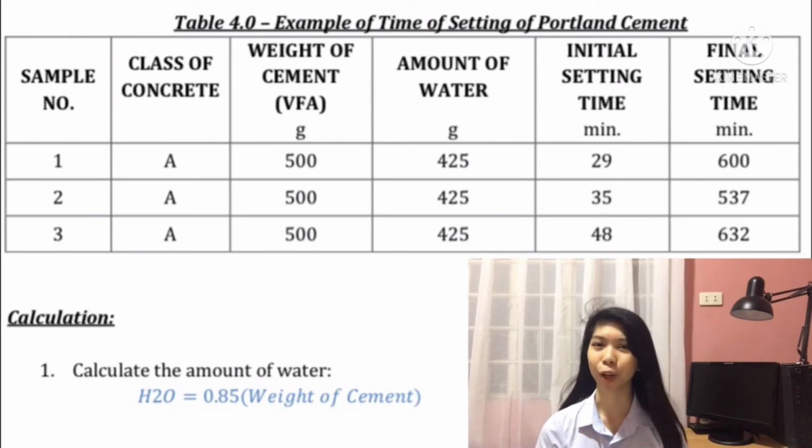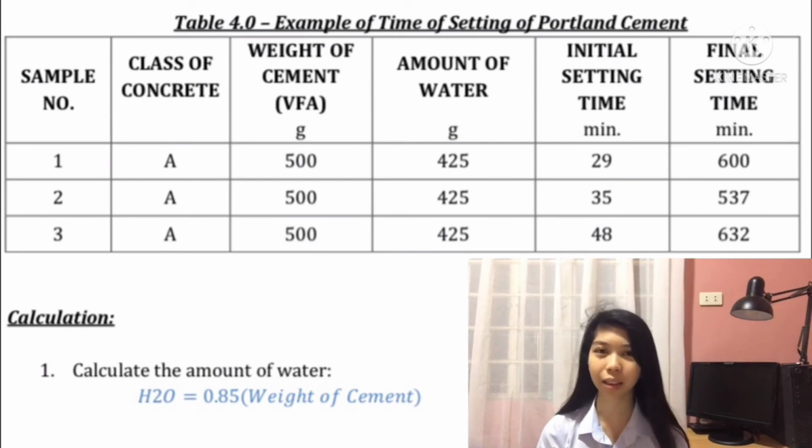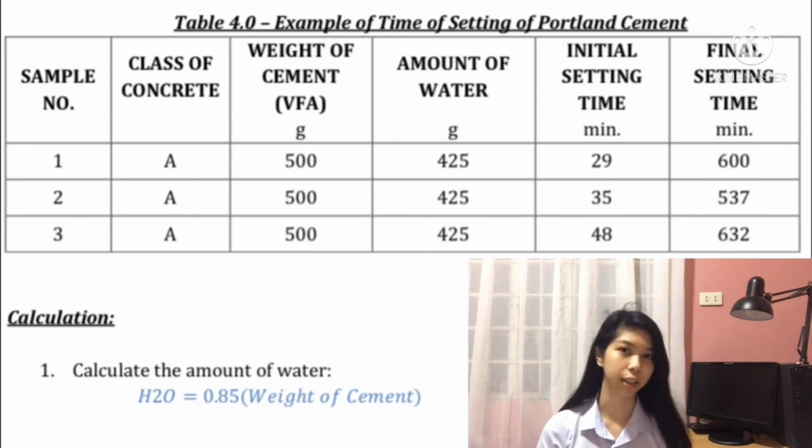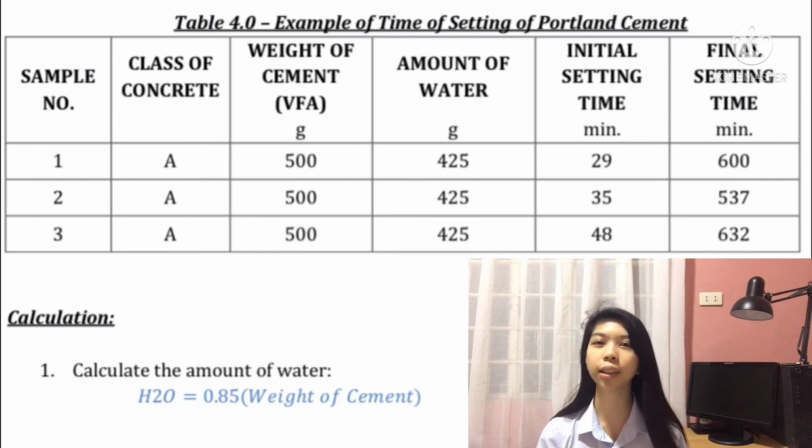So if we look at the table, what can we conclude? There is always a difference in the initial and the final setting time. And what do you think affects this? What do you think affects the initial and final setting time? Well, the fineness of the cement can affect the initial and final setting time, the amount of salt in the cement, and the conditions that it is in.